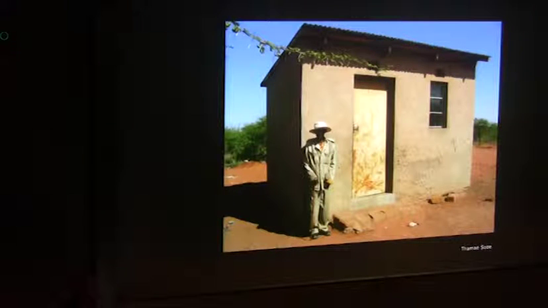When people are evicted from the game reserve and other sites, sometimes, if they're lucky, they're given a government house that might look something like this. This is Tamasobe. It's not actually his house. It's a house lived in by another one of our participants.